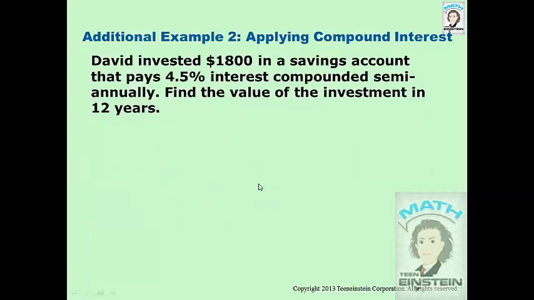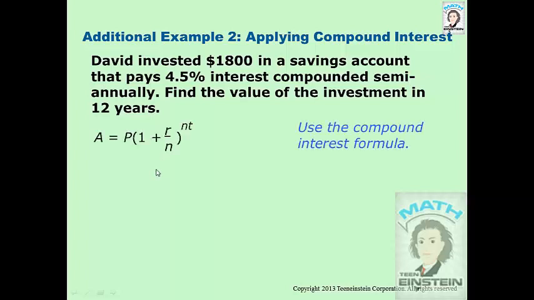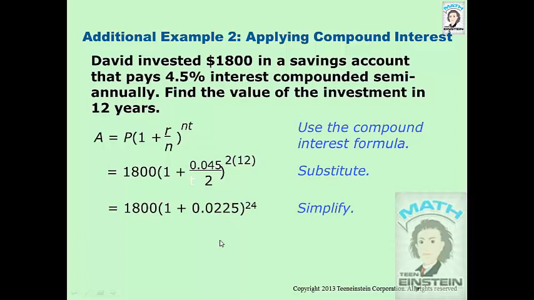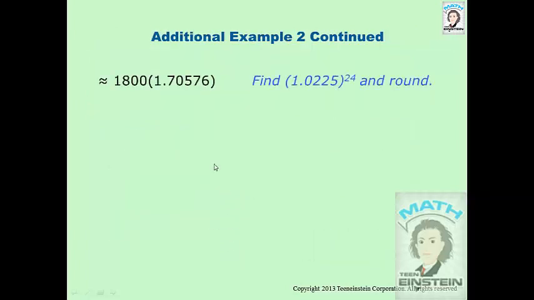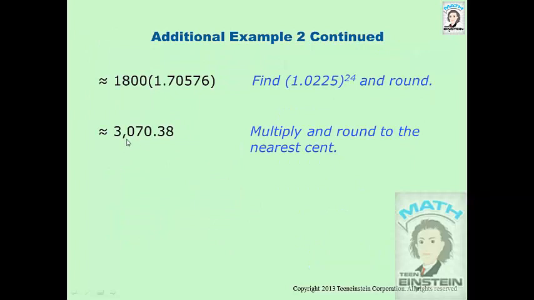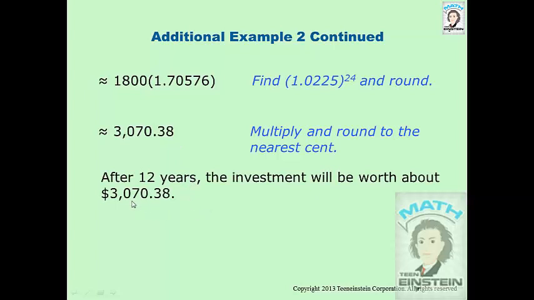To clear her loan. Another example, David invested $1,800 in a savings account at 4.5% interest compounded semi-annually. Find the value of the investment in 12 years. Substitute everything here, where P is 1,800, r is 4.5 divided by 100, n equals 2, T is 12. Use your calculator, simplify, you get the total amount will be $3,070.38. So at the end of 12 years he will be receiving $3,070.38.